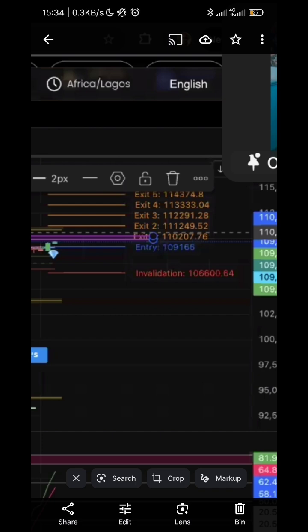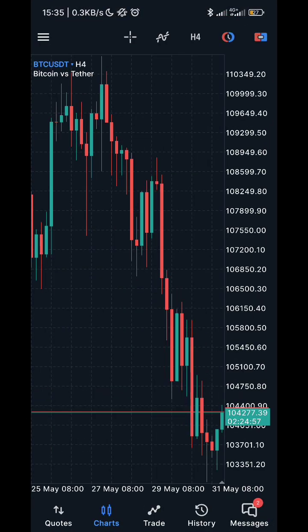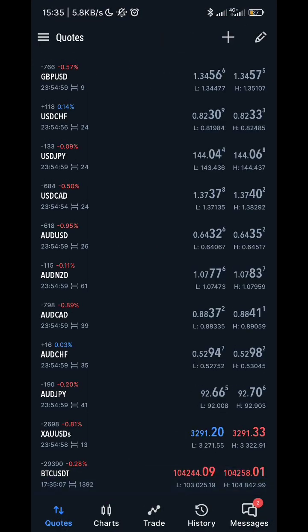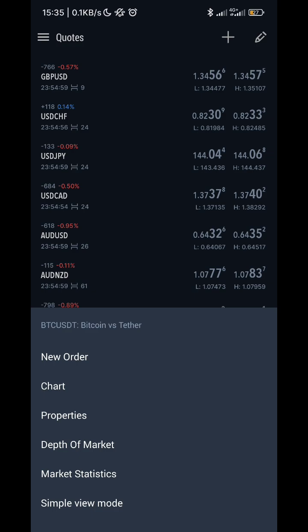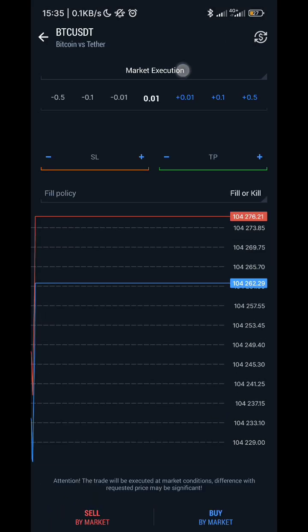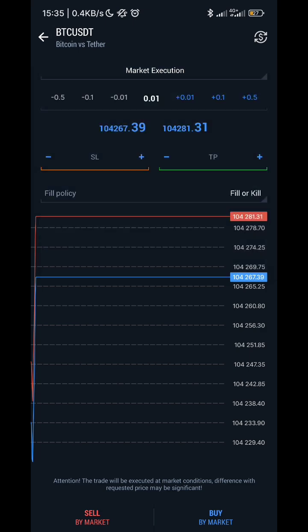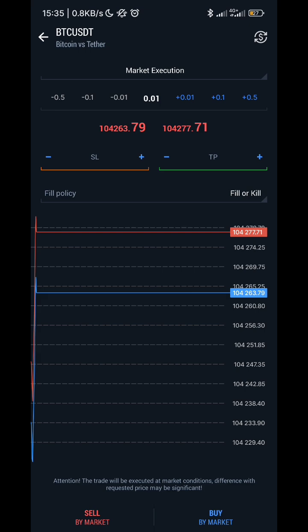So the entry here is 109,166. I'll slide up, go back, and then go back to quotes, then tap on BTC USD, and then new order. So I'll pick a buy stop for this. Market execution means that you're entering the market immediately. But currently, the price of the market is not at this point of entry. You can see that the market is at 104, and the entry, that was already a past trade, was 109. So it cannot be an execution. You're not entering the market immediately. So you're going to put a pending order.